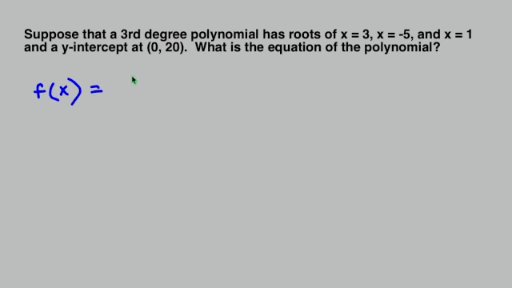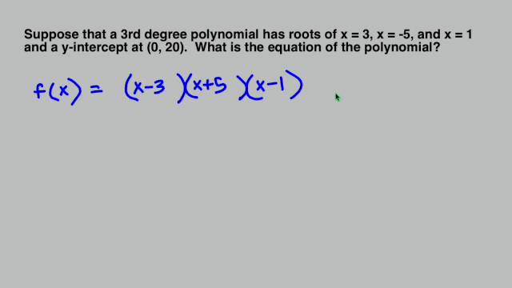I'm going to make 3 sets of parentheses because we have 3 real roots here. If one of them is 3, one of our factors, once we put this into factored form, will be x minus 3, because that 3 makes this equation equal to 0. Over here, if x is negative 5, this factor is going to be x plus 5. And if our other root is x equals 1, we're going to have x minus 1 here. So that almost gets us to what our equation is going to be.